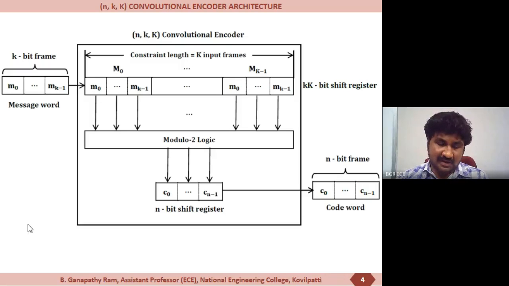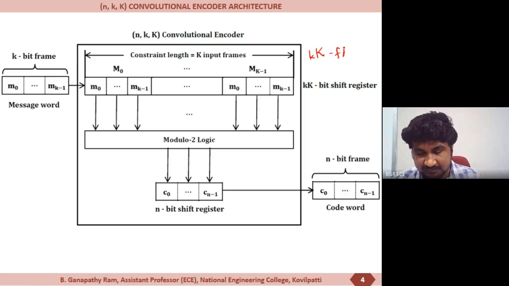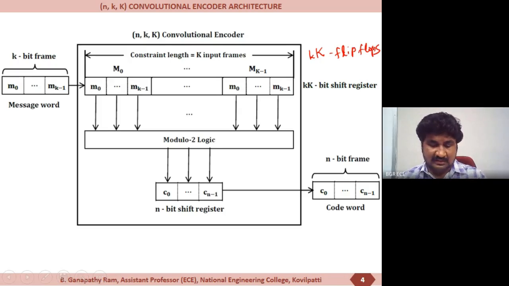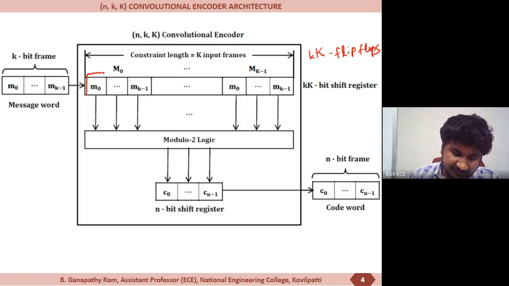So this is the n, k, K convolutional encoder architecture. Here, a frame of k-bit message word is assumed and it is loaded in a shift register which consists of k times capital K number of flip-flops. That means it consists of capital K number of k-bit shift registers.